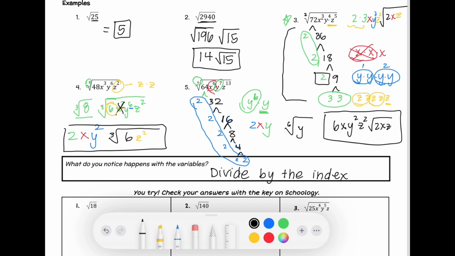All right, and then for the last one, we have z. So let's think about how we can write z. We have 13 z's. So we can write this as z to the 12th, because 12 is divisible by 6. And we're just going to have a remainder of 1 z left over. So if we divide 12 by 6, we're going to have z squared on the outside, and then we're going to have 1 z left on the inside. All right, so that is going to be our final answer.